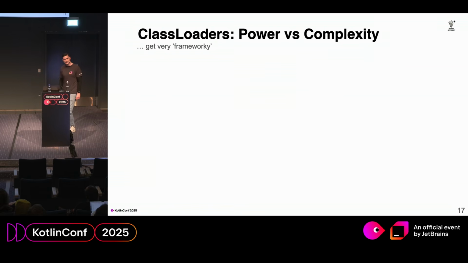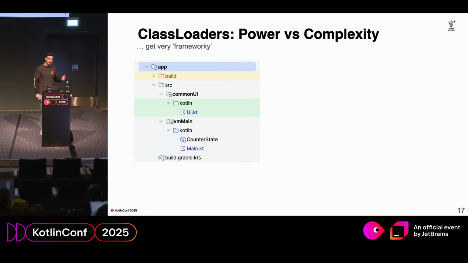And everything in life has trade-offs, and so do class loaders. They have a lot of power, but the power is really expensive in terms of complexity. And one thing that I would like to complain about is what I call them getting frameworky. That means, I just talked to you about some classes being clearly part of the UI, but who says what is part of the UI and what is not part of the UI?